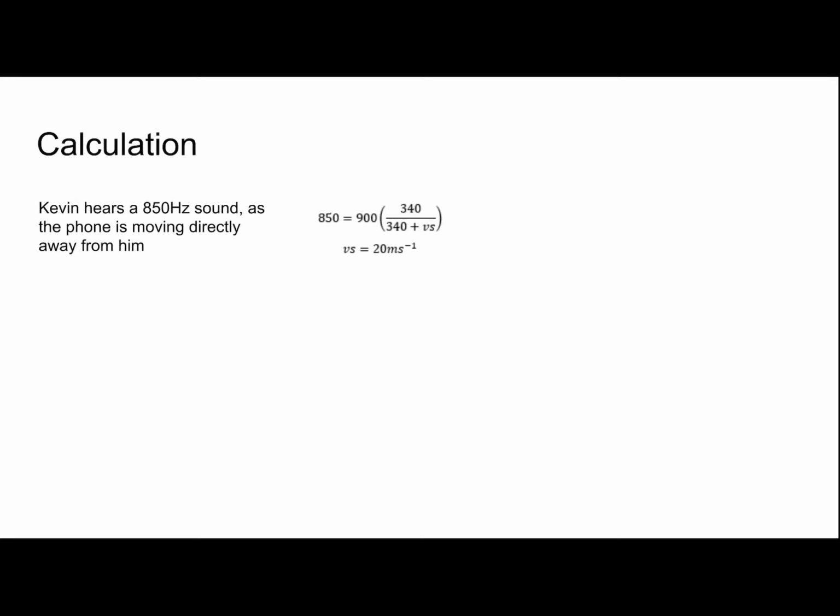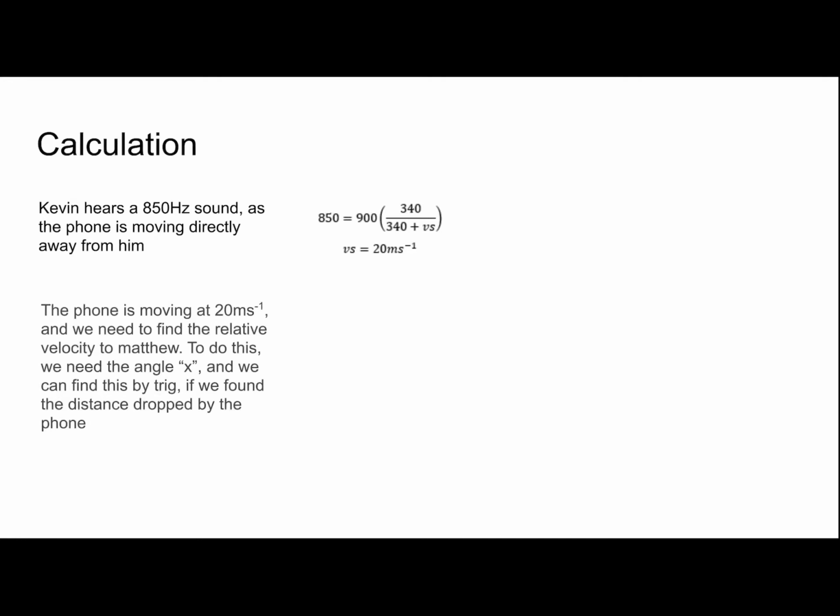Because Matthew is on the other building, there's an angle between the phone and Matthew, and this means that the relative velocity isn't the same for Kevin and Matthew. For Matthew, the relative velocity will be the velocity in the same way the waves travel to Matthew, in that diagonal component. The phone is moving at 20 meters per second, and we need to find the relative velocity to Matthew. To do this, we need to find the angle x, and we can find this by trigonometry. We can find the angle x if we find the distance that the phone dropped in this time.